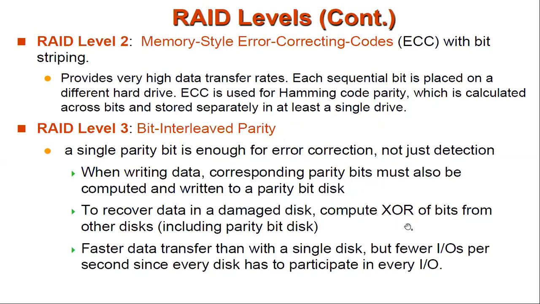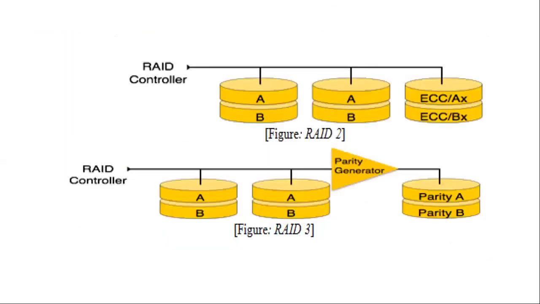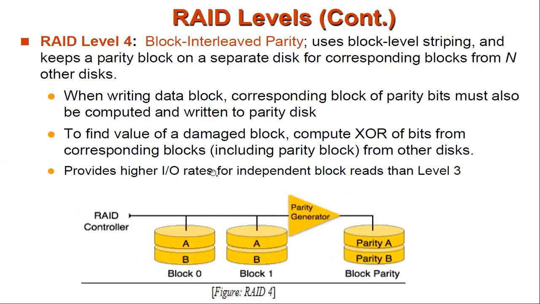So with the available bit values, if you perform XOR, you will be able to get it back, reverse it. Okay, then faster data transfer than the single disk, but fewer IOs (input output) per second, since every disk has to participate in every IO. So it is faster data transfer than the single disk, because here the data is repeated and it is stored in multiple places. So the data access can be performed in parallel, so that you can increase the performance by parallelism. Okay. And at disk level, that is RAID level 4, you have the block interleaved parity.